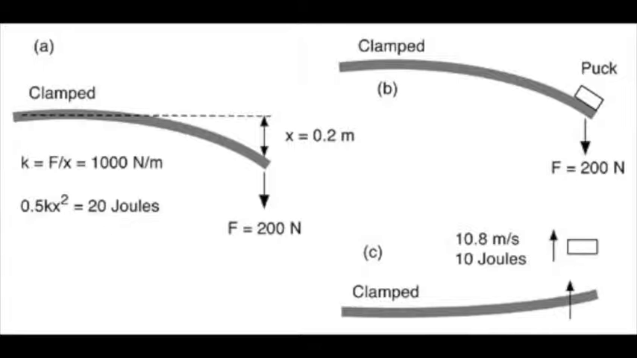In this diagram, we see a hockey stick is clamped at the butt end. A force represented by F, which is the force pushing back against the blade, is applied. The blade moves through a distance which we will call x. Since the force is proportional to the distance traveled, we can set up a statement F equals k times x, with k being the spring constant, or in this case, the flex of the stick.